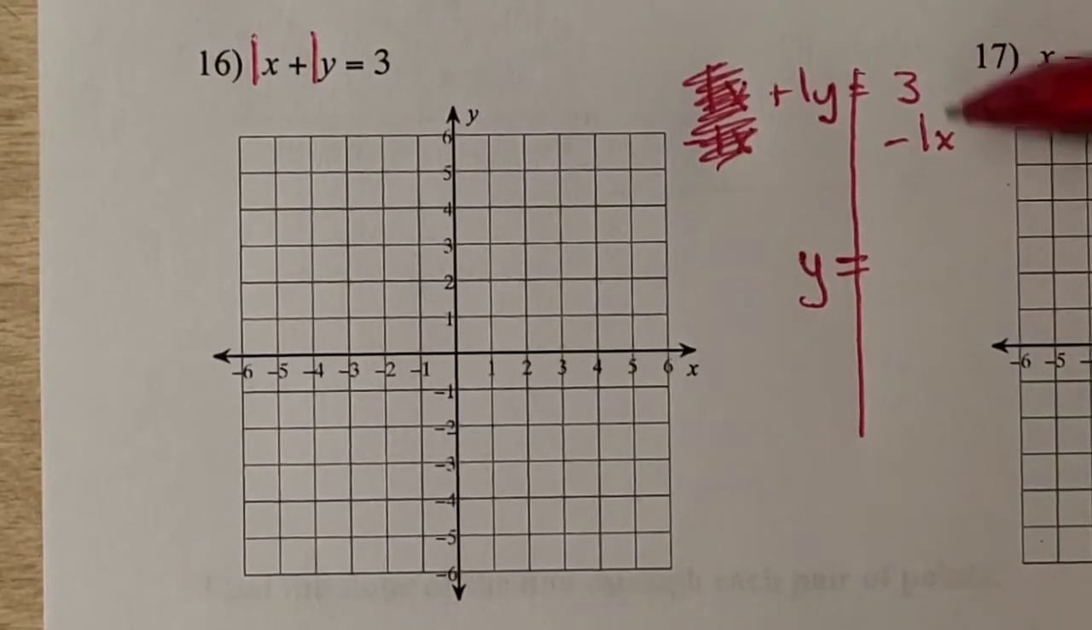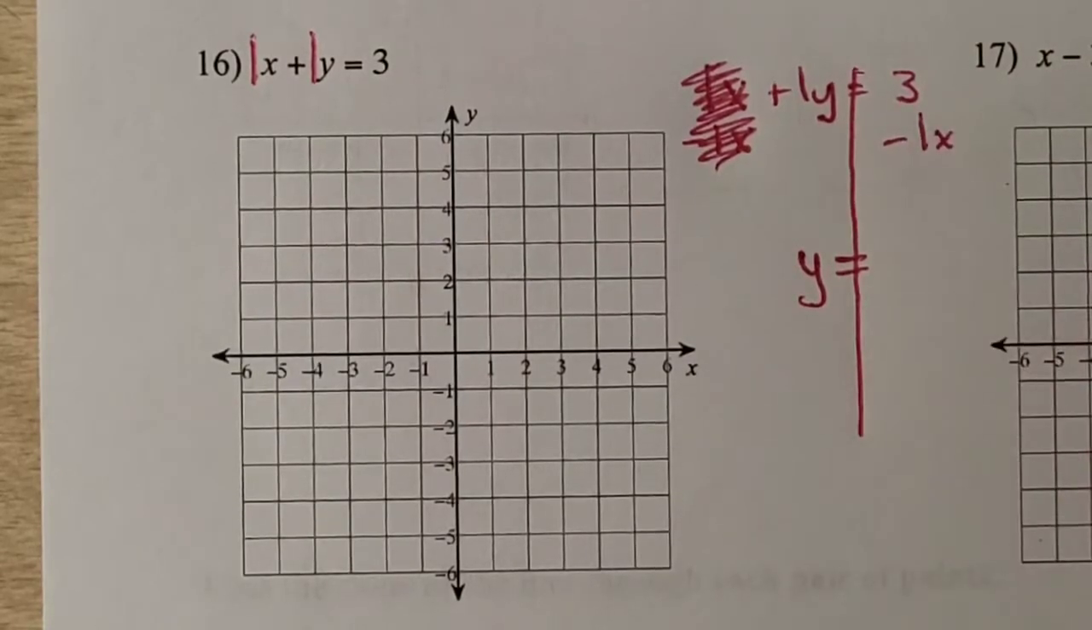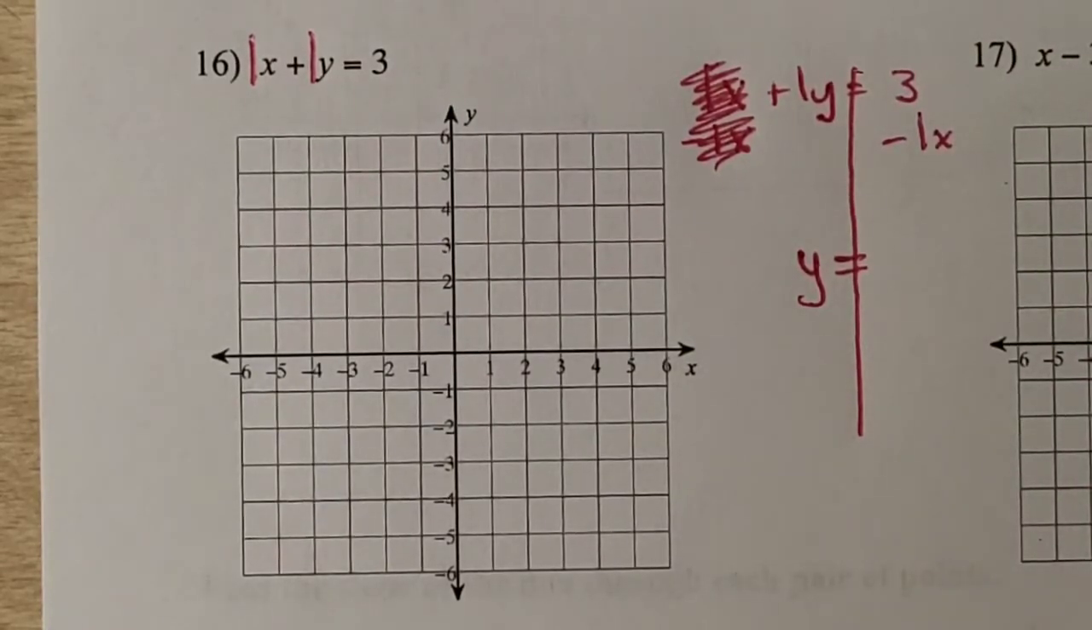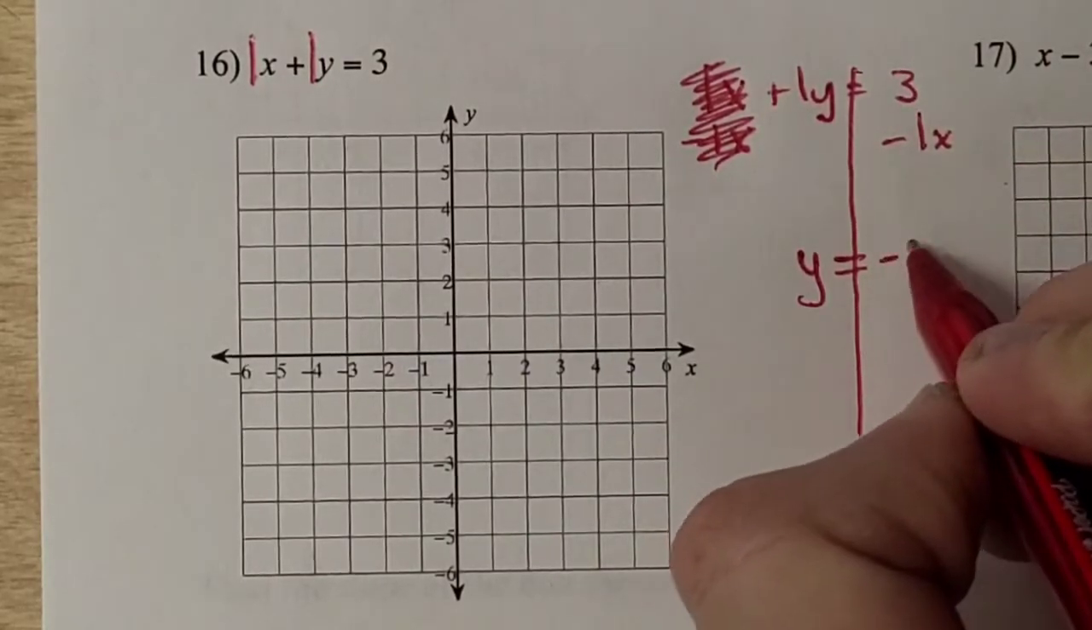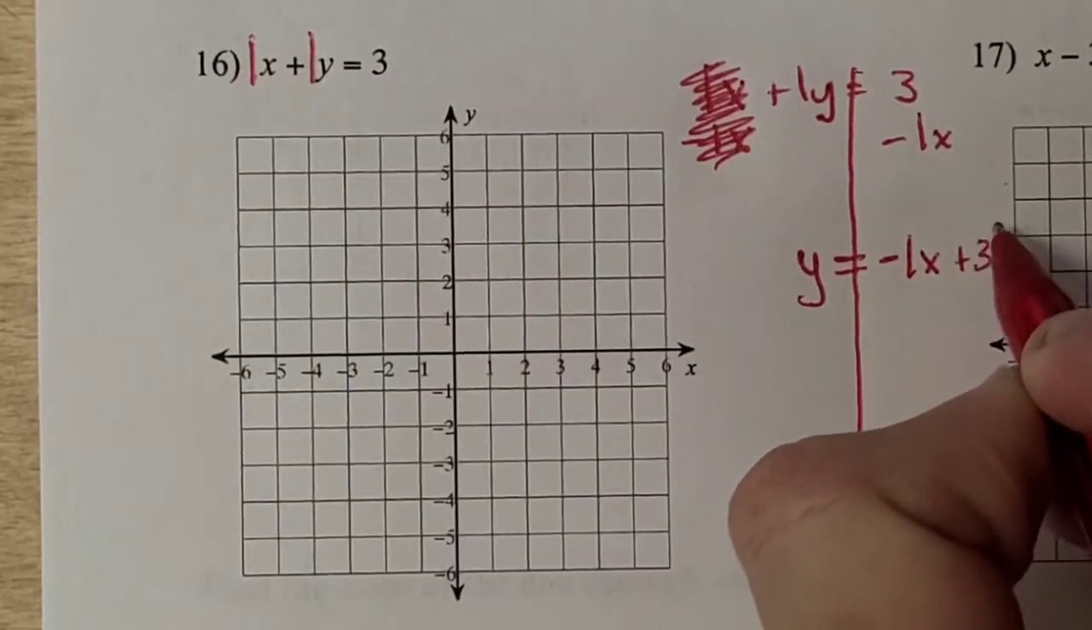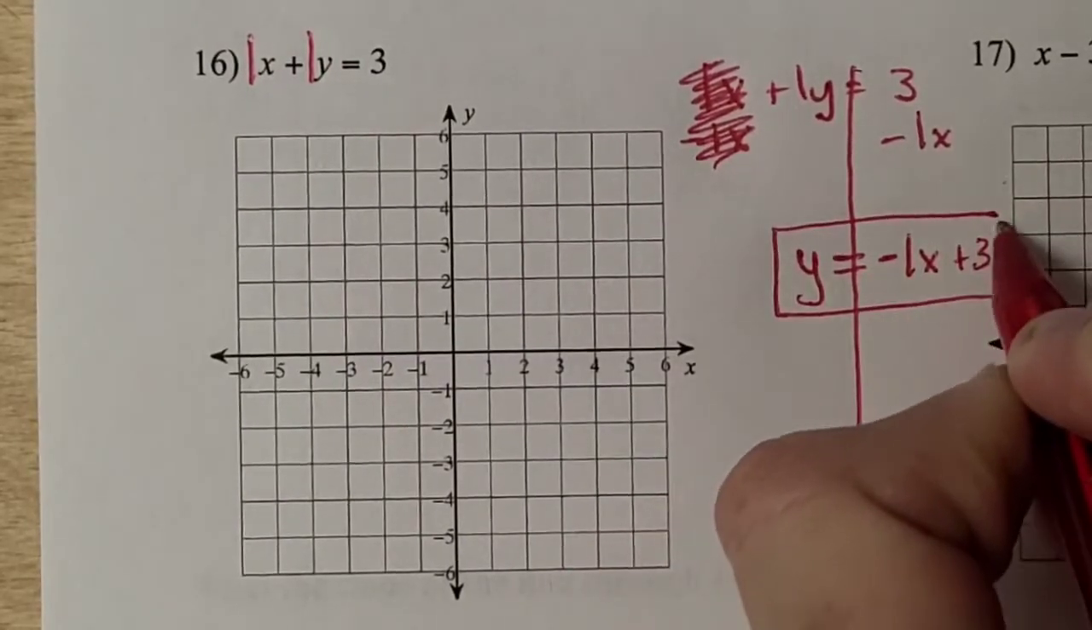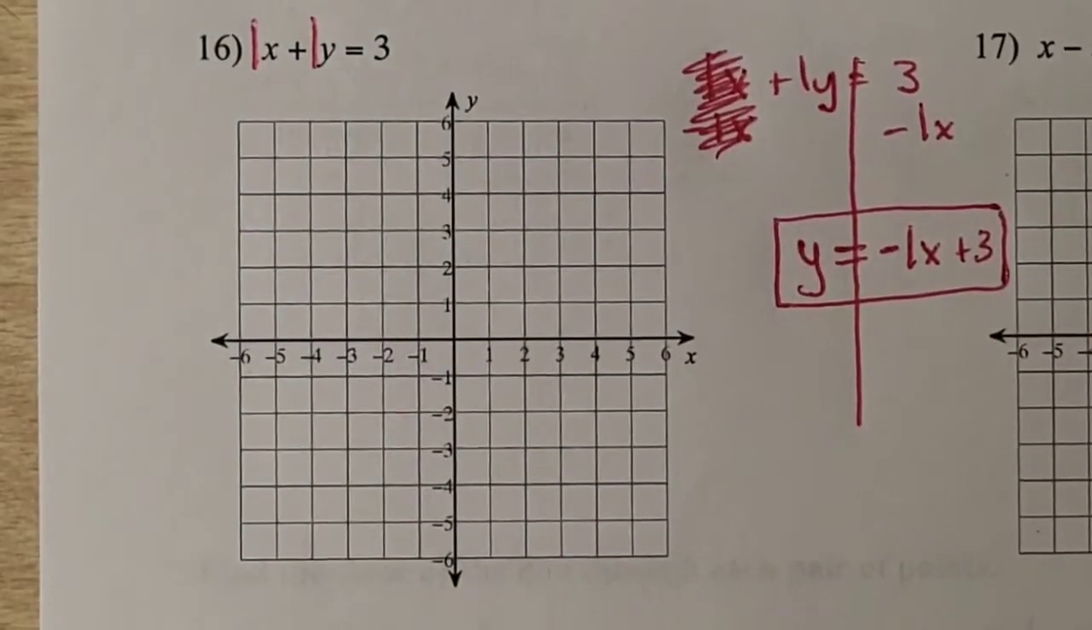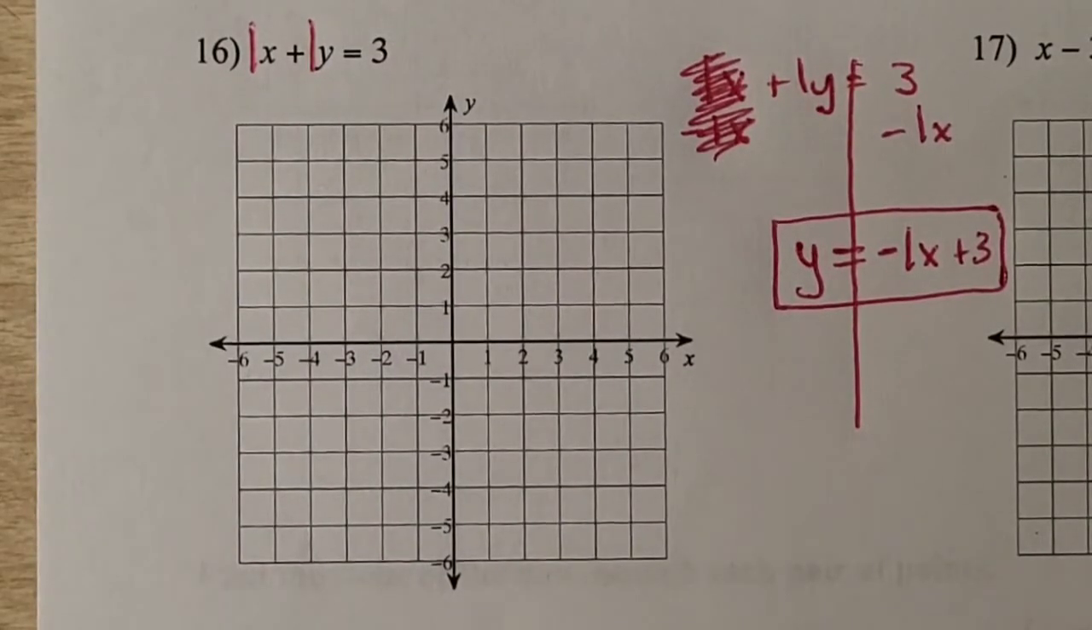Alright, so now I have these two. Now here's the biggest mistake. Sometimes people will say, oh, 3 minus 1x is 2x, or negative 2x. But these are not like terms. So all I am going to do is write them side by side. Now it's written in slope-intercept form. Y equals negative 1x plus 3.